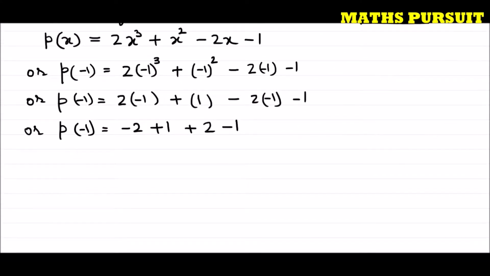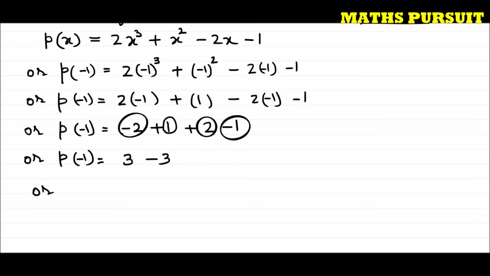So we got p(-1) = -2 + 1 + 2 - 1. Let us first consider all the positive things, which is plus 1 plus 2, that is 3. Then we consider minus 2 minus 1, which is minus 3. This plus 3 and this minus 3 cancel out, and we get p(-1) = 0. Now guys, this is what we got: p(-1) is equal to 0.